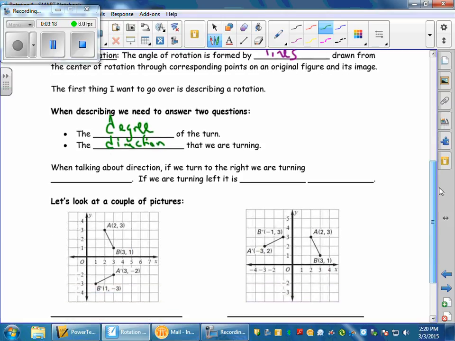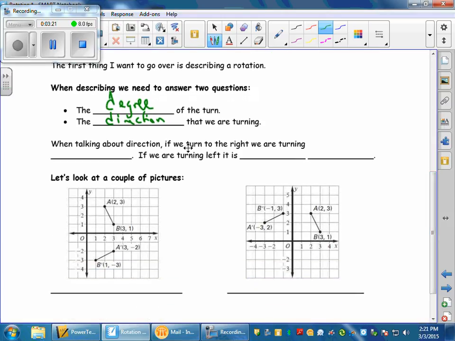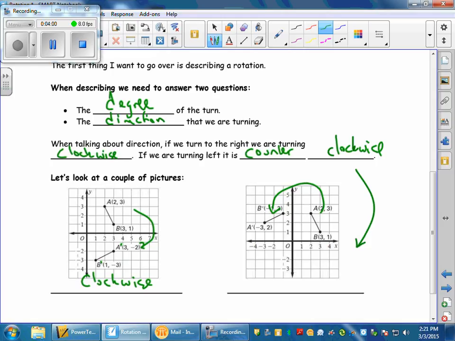To talk about direction, let's take a look at a couple pictures down here. When we talk about direction, if we turn to the right, so like from this one to this one, and how did I know that this is the one I should start off on? Well, hopefully you remember these little prime markers mean that this is the new one. So if I go from here to here, I'm going to the right. And that is clockwise. Okay? So if we're turning to the right, we're turning clockwise. Now a picture of the other one, here to here, going to the left is counterclockwise. And again, that's just going to be right down there too.